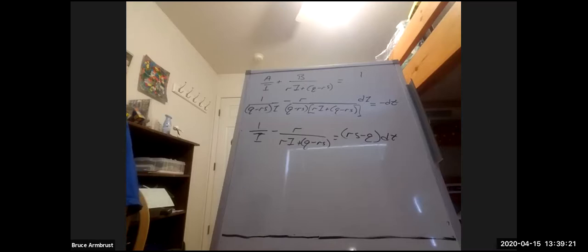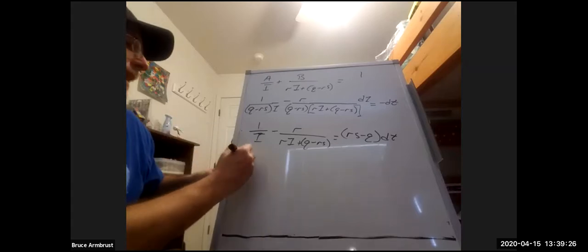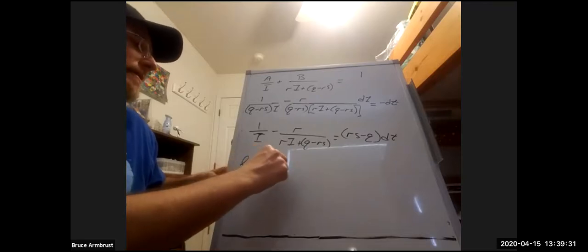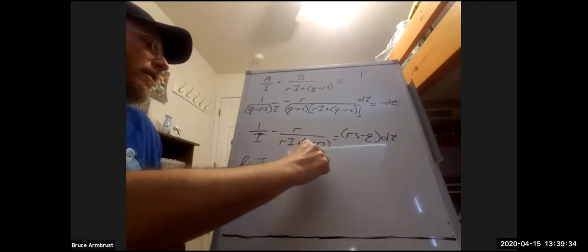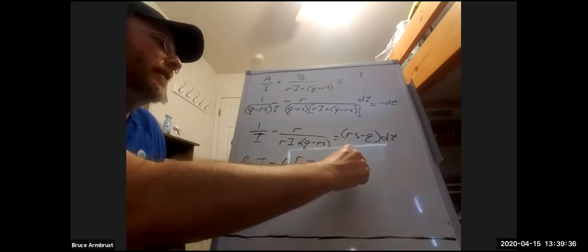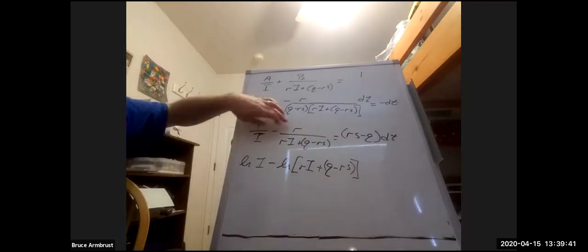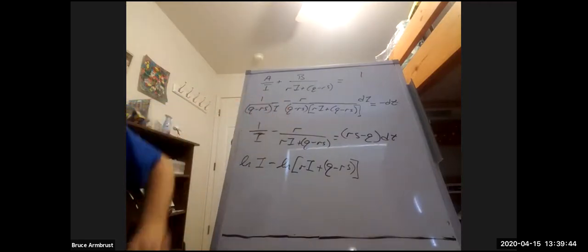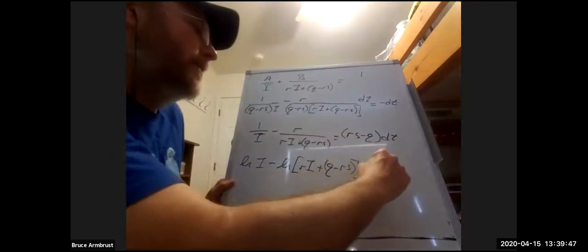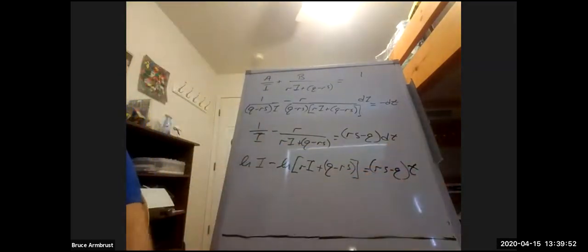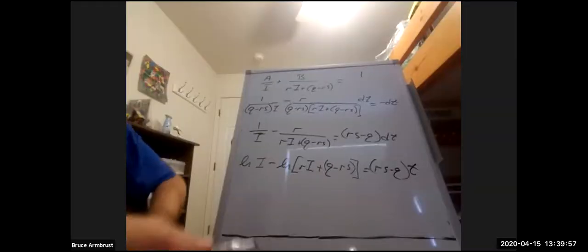But now we're ready to integrate. So if we integrate both sides, we're going to get the natural log of I. We're going to get minus the natural log of Ri plus Q minus Rs. This is nice because the derivative is on top. And then on the other side, we're going to get Rs minus Q times T. So now we can combine the logs.